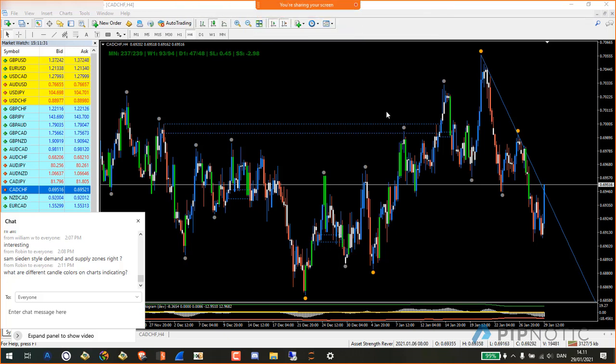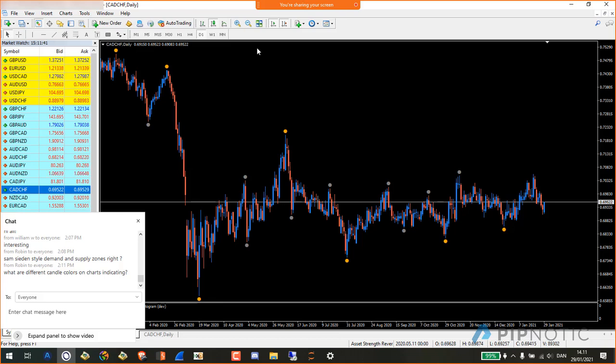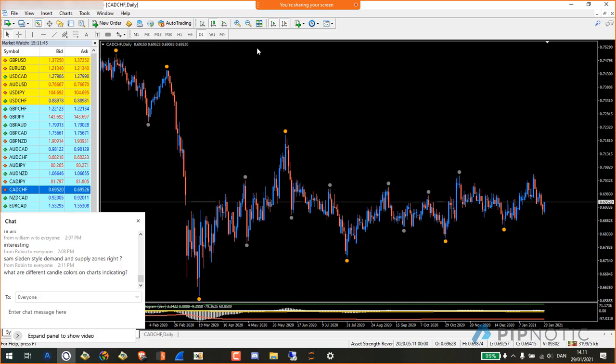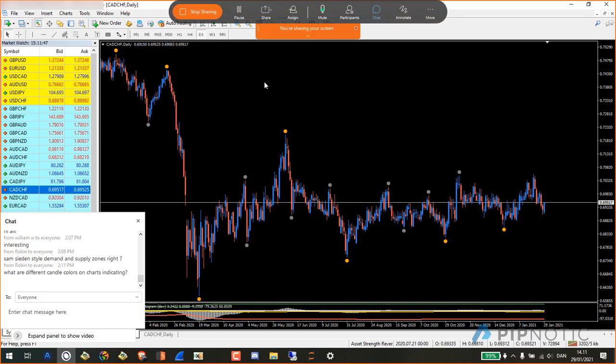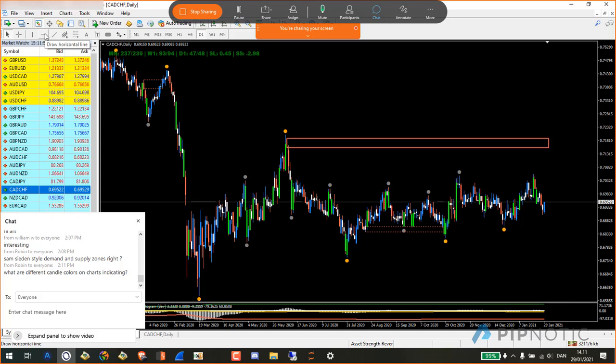So when you're trying to identify areas of supply and demand, you can't just mark off highs and lows, because it's not going to work. And the reason it's not going to work is because you need to know if there's strength in a given move, and you can see that very, very clearly. Let's cover this point, which was pretty fundamental.